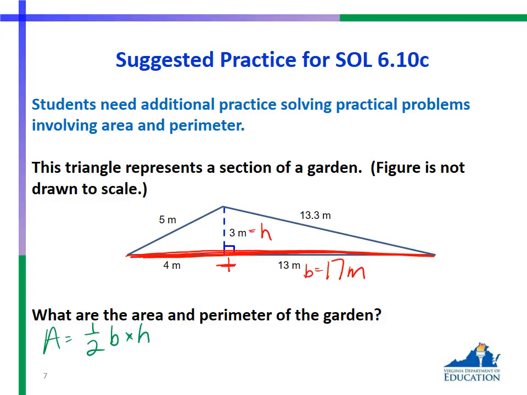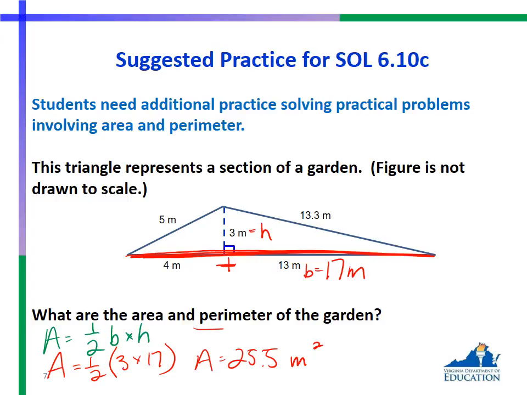And our height is 3 meters. So what we're going to do is we're going to go ahead and multiply 3 times 17. And then we're going to go ahead and, when it's all said and done, we're going to divide by 2. So what we can do is you can go ahead and use your calculator for this type of problem. 3 times 17 should give you 51. And then 51 divided by 2 will give you an area of 25.5 meters squared. So that's going to figure out your area.